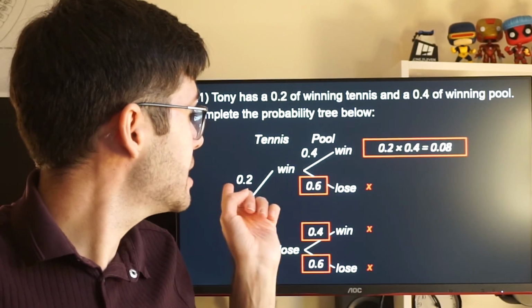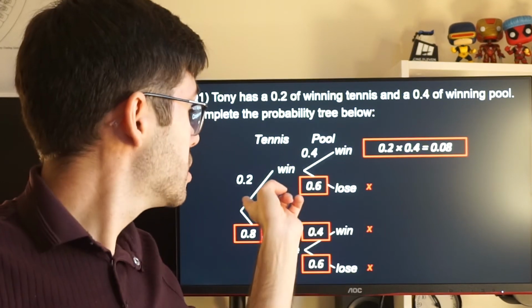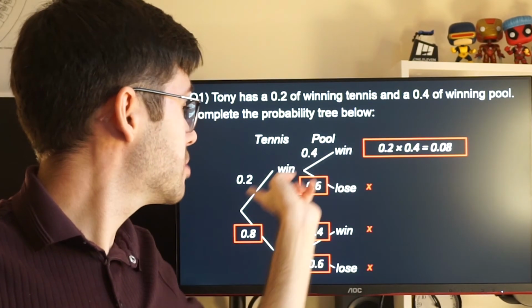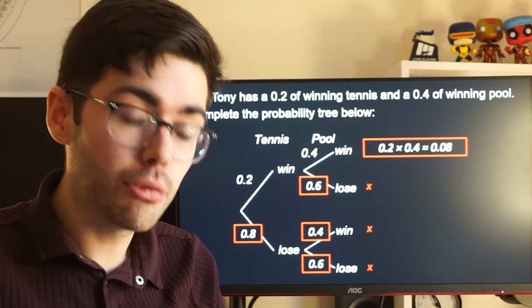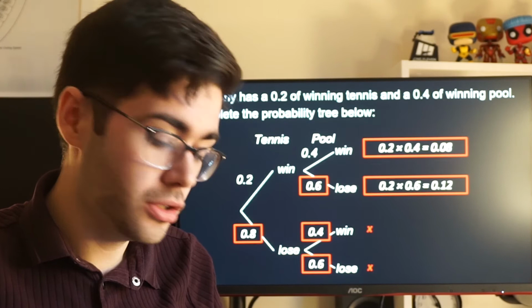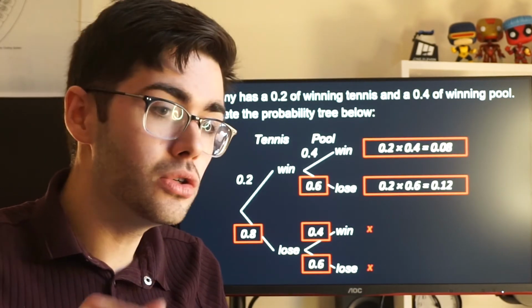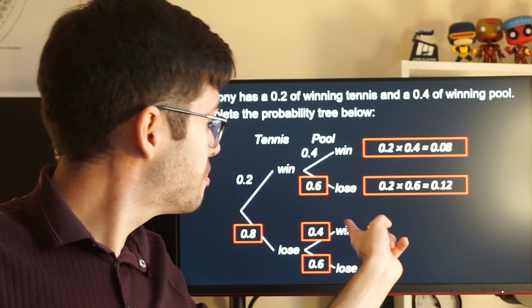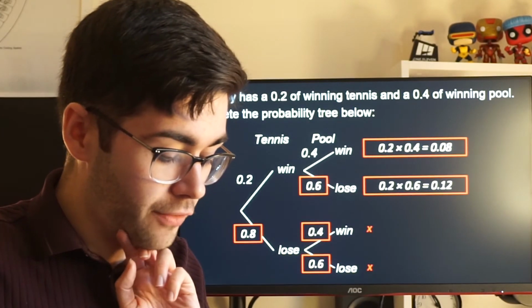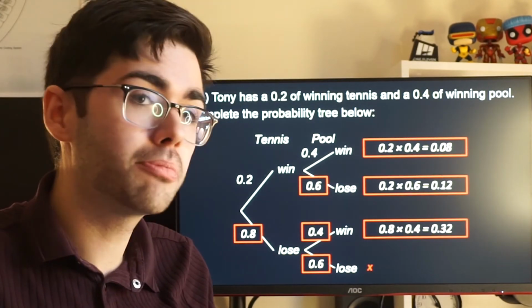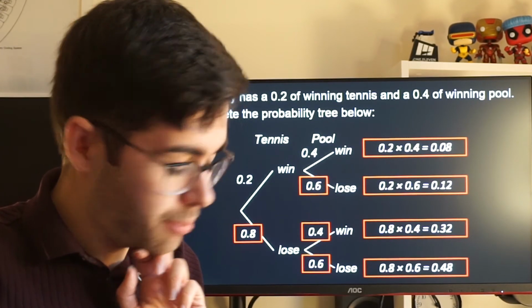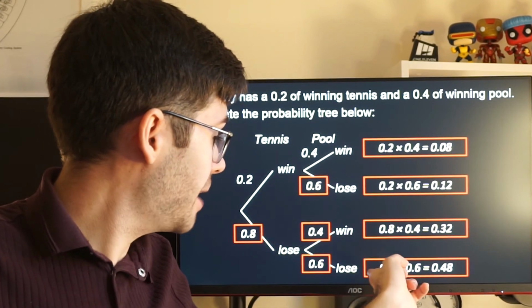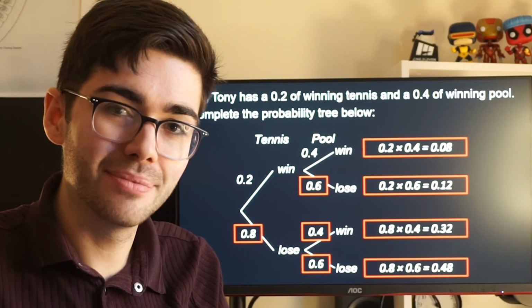What's the probability he wins tennis and loses pool? I'm just multiplying my way down these branches, if you can see. 0.2 times 0.6 gives us 0.12. What's the probability he loses tennis and wins pool? 0.8 times 0.4 gives me 0.32. And what's the probability he loses tennis and loses pool? 0.48. We multiply our way down that branch, and that's the answer we get.